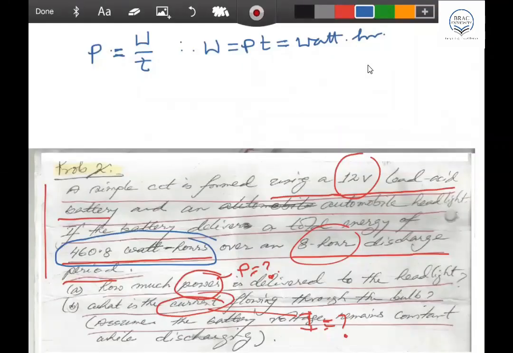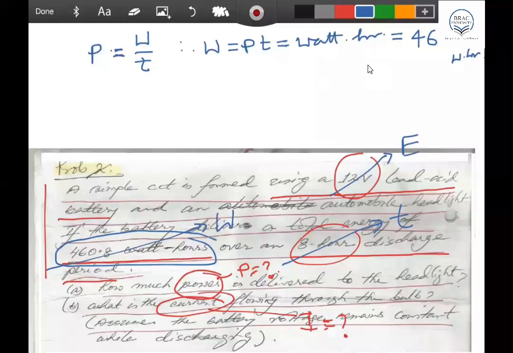So 468 watt hour was actually consumed by the headlight throughout the night. You drove your car from Cox's Bazar to Dhaka, and it consumed this amount of watt hour. Now what are the other things given? This is the voltage E, 12 volt, and 8 hours. This is given T, time, right? And what is W? W is energy, that is work done. Energy is given there.